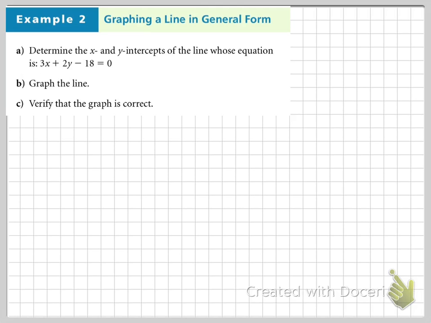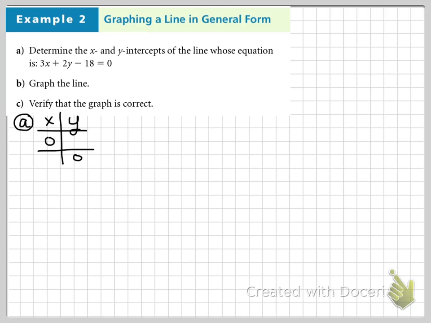Example 2. Determine the x and y intercepts of the line whose equation is 3x plus 2y minus 18 is equal to 0. So what we want to do is find out what y is when x is equal to 0 and what x is when y is equal to 0. So what I'd like you to do is make this chart. Here we have: when x is 0, what's y? When y is 0, what's x?